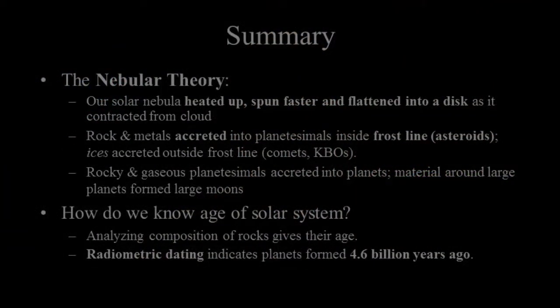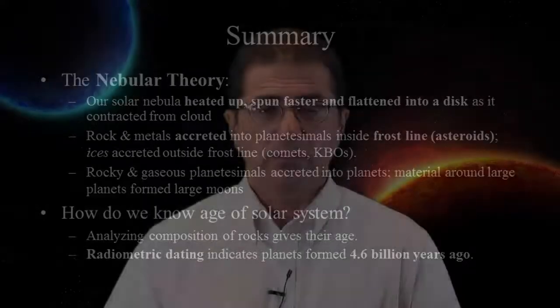Finally, we finished up with a few minutes discussion on the age of the solar system. How do we know that? Well, again, fundamentally it comes back to analyzing rocks. What are the oldest rocks we can get our hands on? There's some quite old ones here on Earth, but by examining not only moon rocks, but meteorites in particular, we saw that this method of radiometric dating tells us the solar system formed about 4.6 billion years ago.